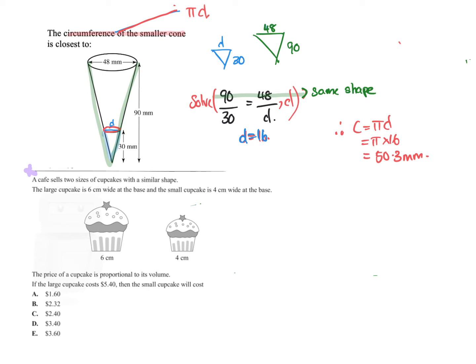Okay, in this next question, a cafe sells 2 cupcakes with similar shape. So when they're telling you they're similar, we can use all the corresponding ratios. So the large cupcake is 6 centimeters wide and the small one is 4. So really what they gave you there was a length ratio. We're saying it's 6 to 4, but we could simplify that to be 3 to 2. Okay, and now the question says that the price of the cupcake is proportional to its volume.